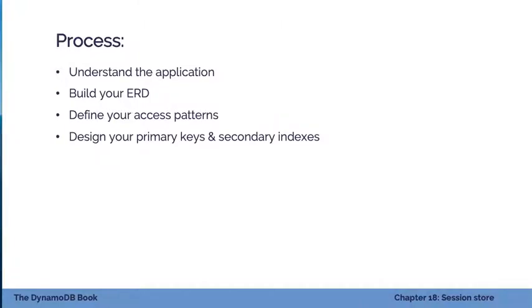Number one, understand your application. Know what you're trying to do. Know how it all fits together before you even get started. Number two, you want to build your ERD. You want to know what the entities are in your application, those objects, and how they relate to each other, those relationships as well. Third, once you know that, then define your access patterns. So work with your PM, your business analyst, whoever it is, your engineering lead, and figure out what are the access patterns you have in your application. Once you have all that, then you get into the actual table design where you design your primary keys, your secondary indexes to handle the patterns that you have.